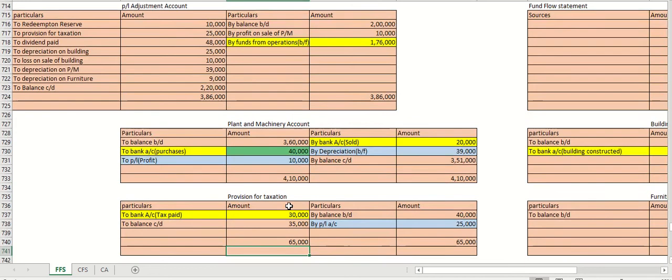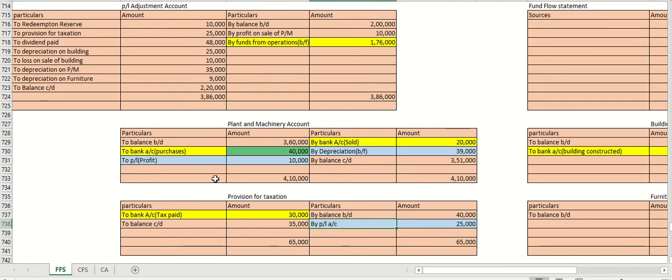So provision for taxation, by balance brought down, it will have a credit balance because it is a liability. So by balance brought down 40,000, to balance carried down 35,000, and to bank account, which is the tax paid, which is 30,000. So we have the balancing figure, which is by profit and loss account, which is 25,000. This will be accounted in your profit and loss adjustment account as provision for taxation 25,000. So you total up your provision for taxation and you get 65,000 and 65,000.